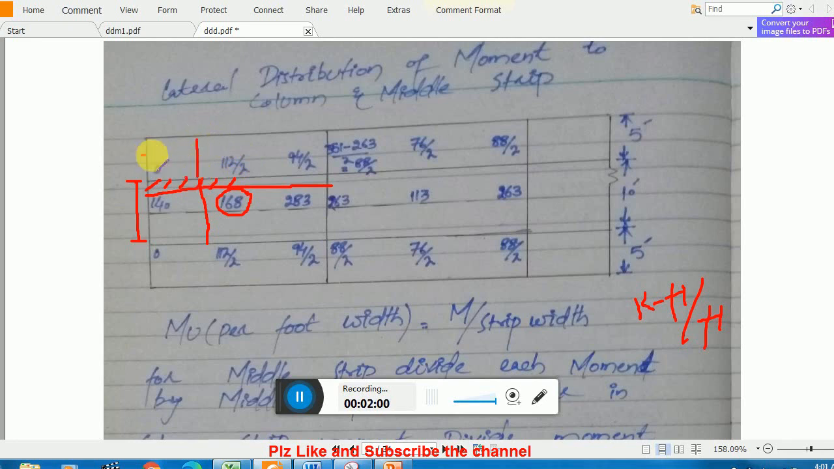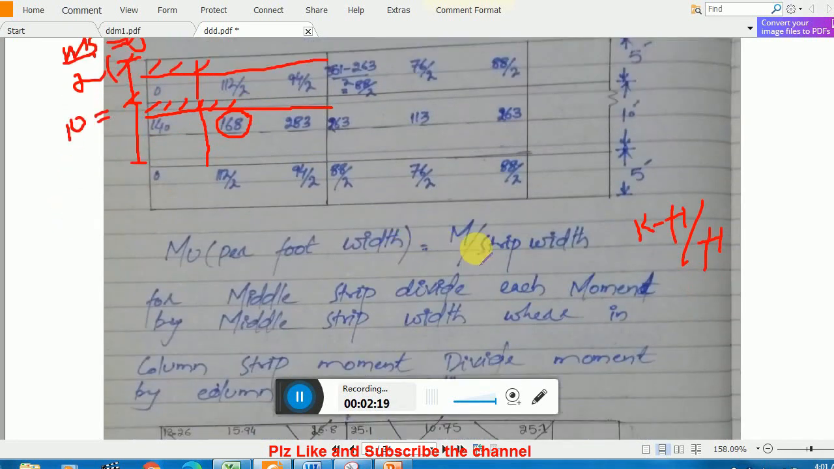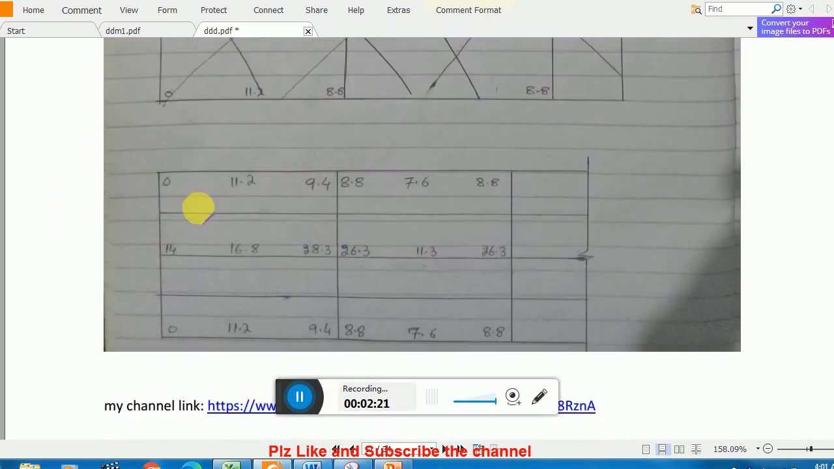So if you want to convert them into per strip width or per foot, you need to divide them by the half middle strip width, that is M is 5 feet, and similarly C is 10 feet. So here you see, and if you do that, you get the moments.